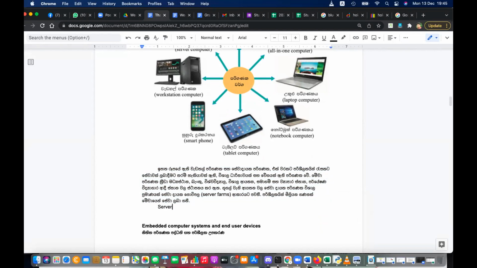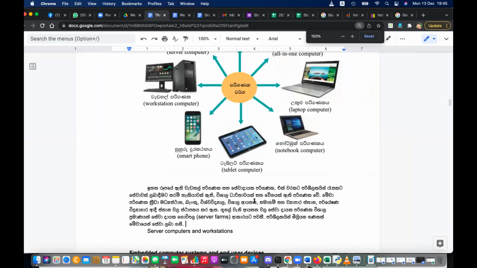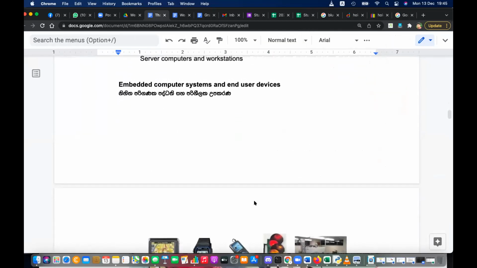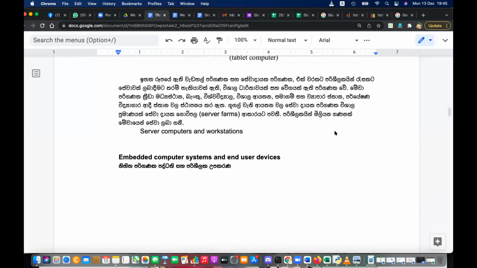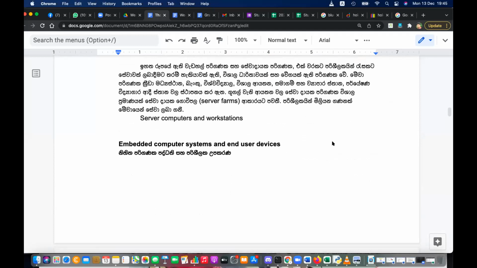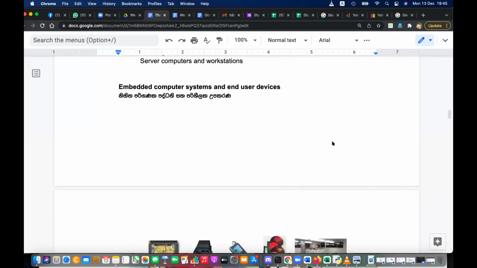Server computers and workstations. Sir, we want to write that. Yes, you want to write that. Sinhala, we want to write. Just write this. Paste the picture there. Then don't write the Sinhala note. Just write the English note because you are English medium. The Sinhala note is given for the Sinhala medium students, right? So just write this part.